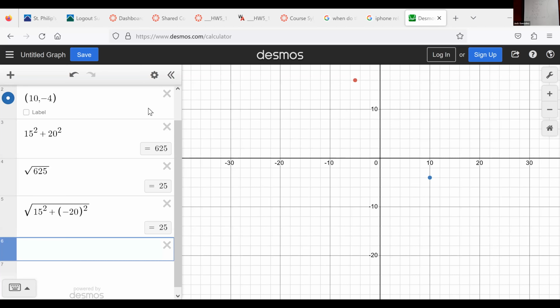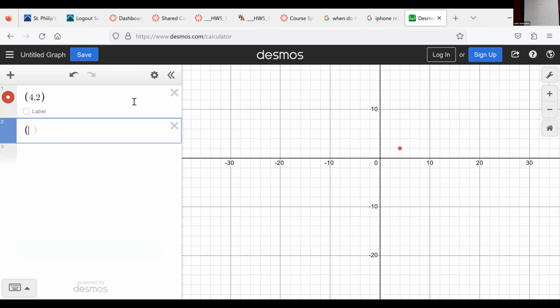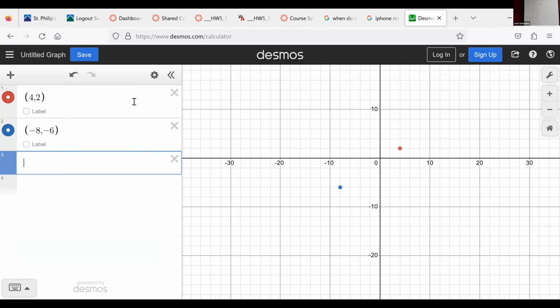Well, let's graph it. Maybe this will help. We have 2 points that are on the diameter, correct? So picture these two opposite edges of your circle. How would you find the center?